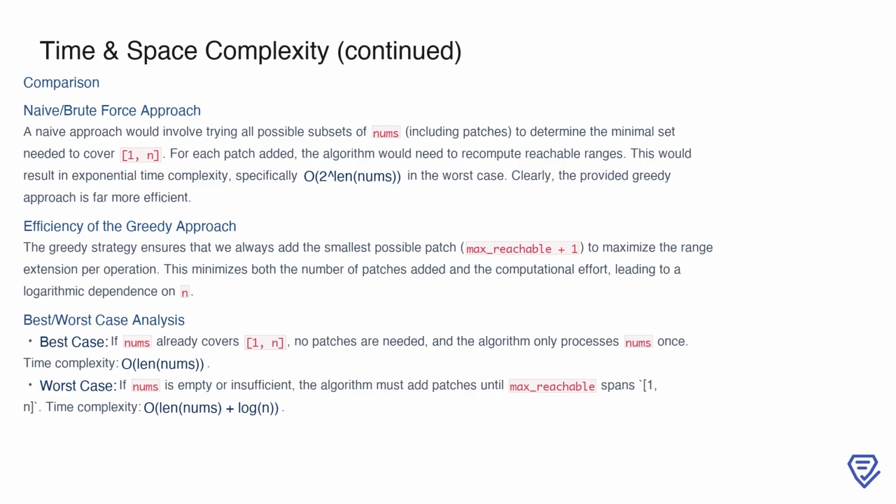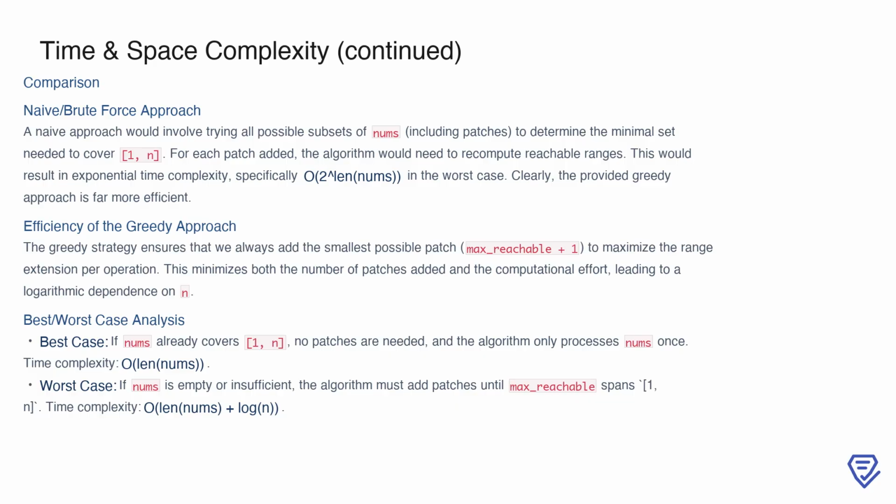When compared to a naive or brute force approach, the efficiency of this algorithm becomes even more apparent. A brute force method would involve testing all possible subsets of nums, including patches, to determine the smallest set that can cover the range 1 to n. Each time a patch is added, the algorithm would need to recalculate reachable ranges, leading to an exponential time complexity of O(2^len(nums)) in the worst case.